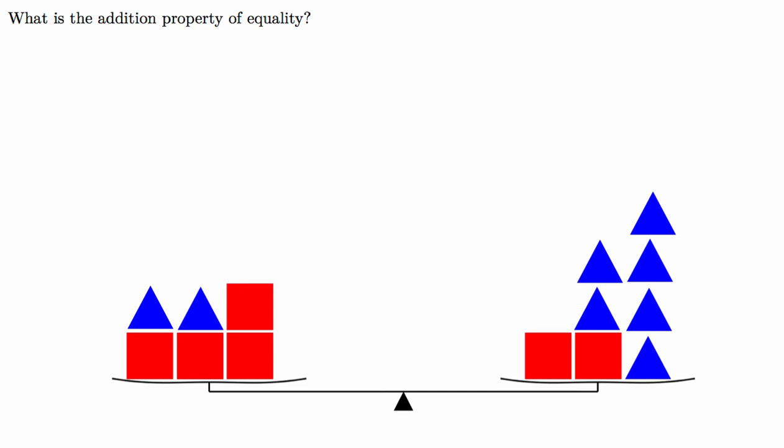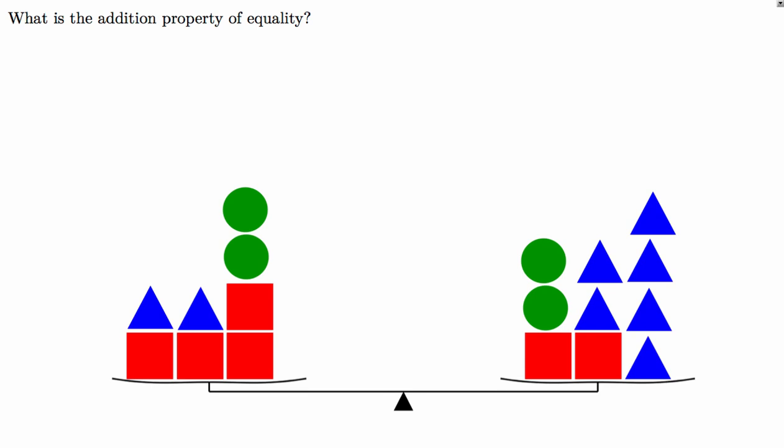The other side of the addition property is it also allows us to add things to both sides of the scale and still maintain that balance. For example, we could add two green circles. As long as we add two green circles to both sides of the scale, it will again remain balanced.